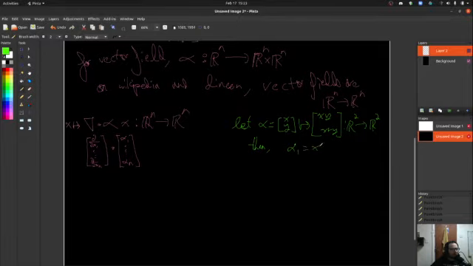Then alpha 1 would equal the function taking xy and mapping it to xy from R2 into R. And alpha 2 would equal the function taking xy and mapping it to x plus y, from R2 into R. Okay?